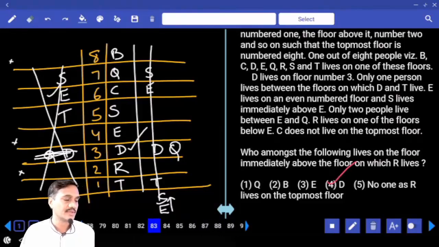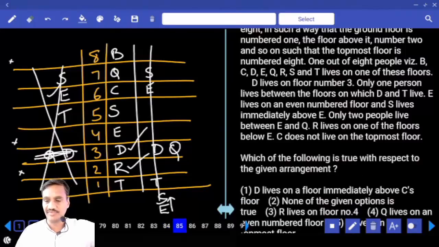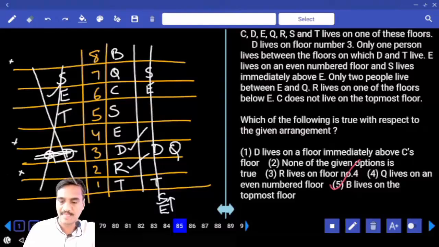Then next one, 84. Who lives on floor number 2? R, that is choice 1. Then 85, which of the following is true? D lives on a floor immediately above C's floor. That is false. And choice 3, R lives on floor number 4. And Q lives on an even number floor. B lives on the topmost floor, definitely true. Choice 5, question number 85.